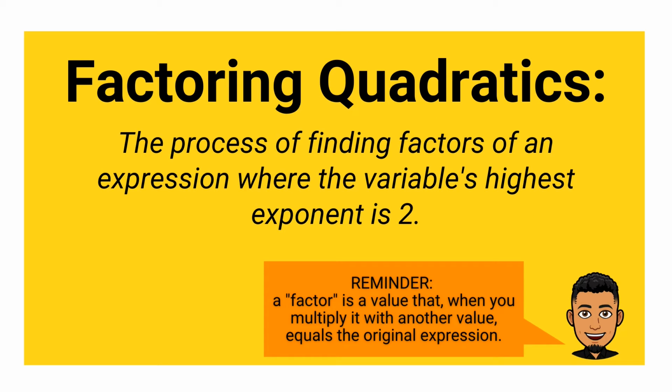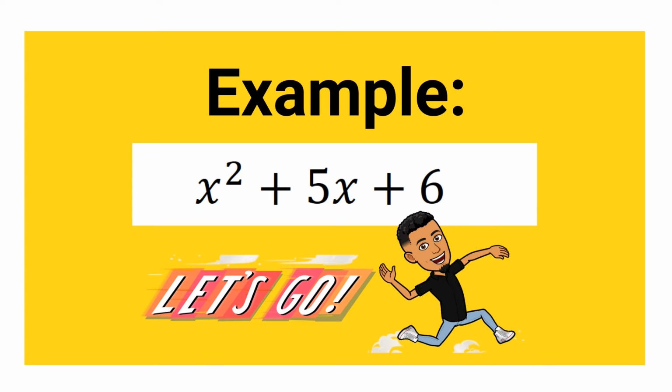So then if we put those words together, factoring quadratics is the process of finding factors of an expression where the variable's highest exponent is 2. Woo! That is a whole mouthful. So, tell you what, let's get straight into an example.